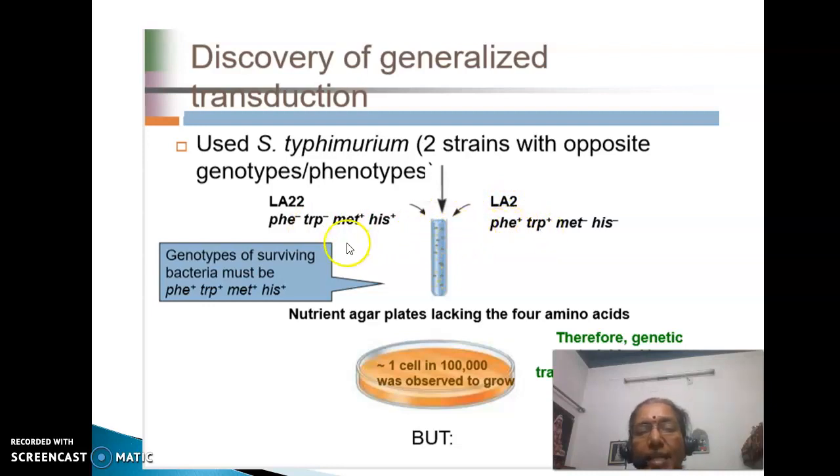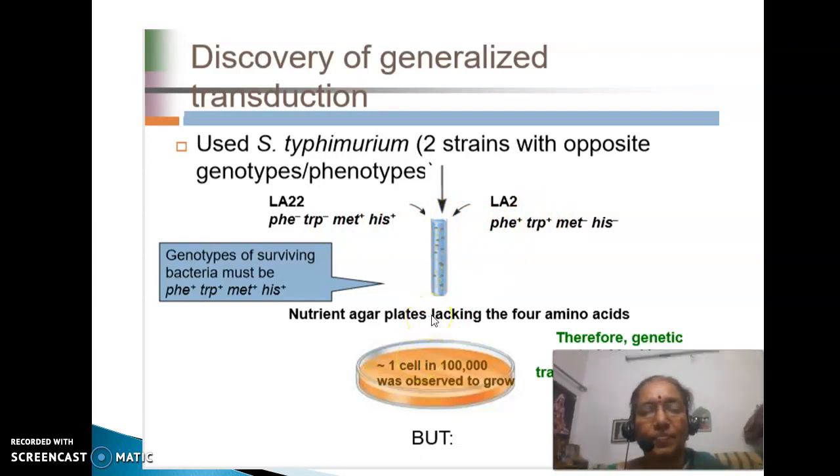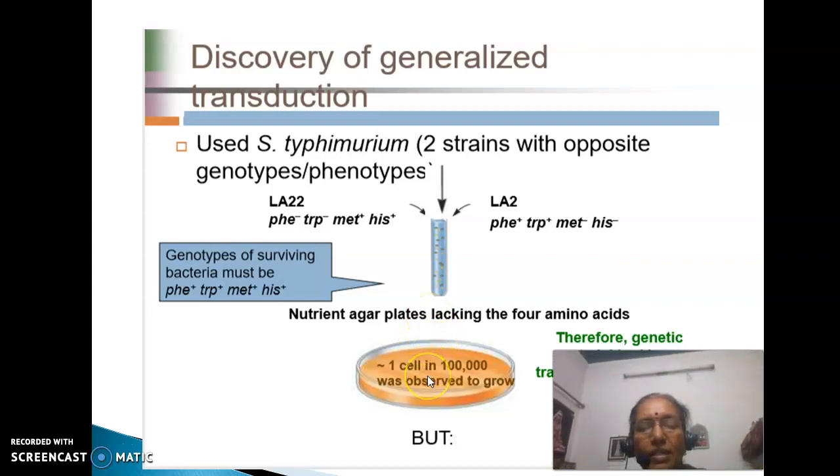When I mix these two strains as per the recombination mechanism, if both the parental characters are found in the progeny, then I understand the progeny is a recombinant. Now how will I score them on the plate? I will take a plate which lacks all four amino acids, put the mixture on it, and see if any colony grows on the plate.